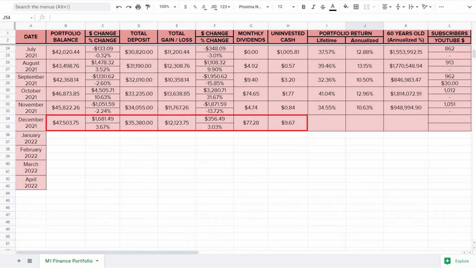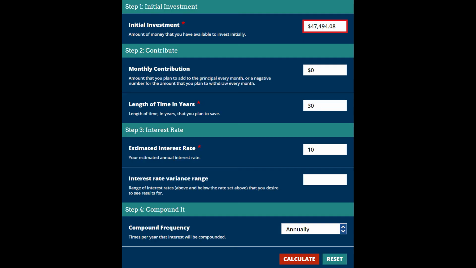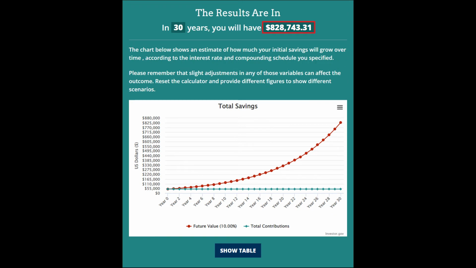But with all these numbers, I can calculate my portfolio's return as of December, which is 34.28% in lifetime return, further broken down to an annualized return of 10.28%. And the best part, even with that average return, if I just let my current investment grow without any further deposit, my portfolio balance minus uninvested cash will compound into $828,743.31 by the time I hit 60 years old.